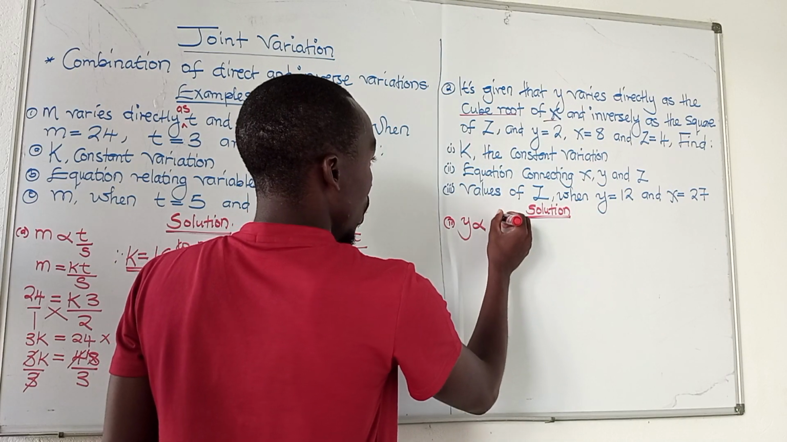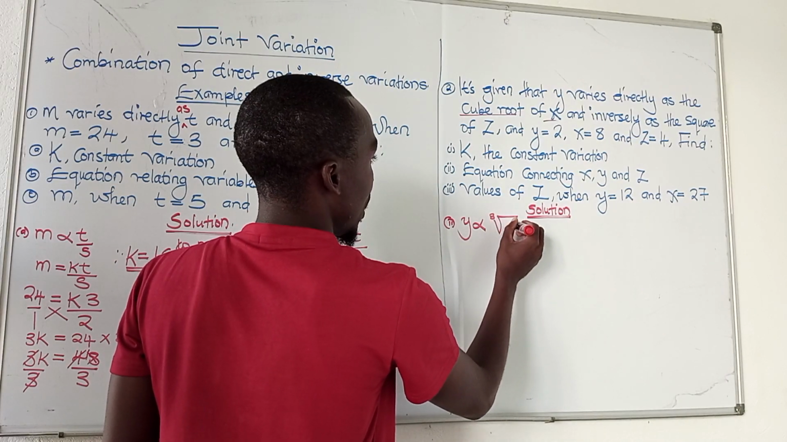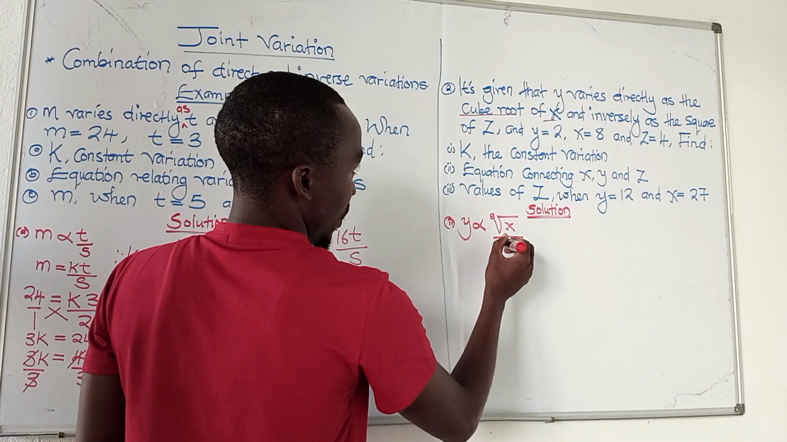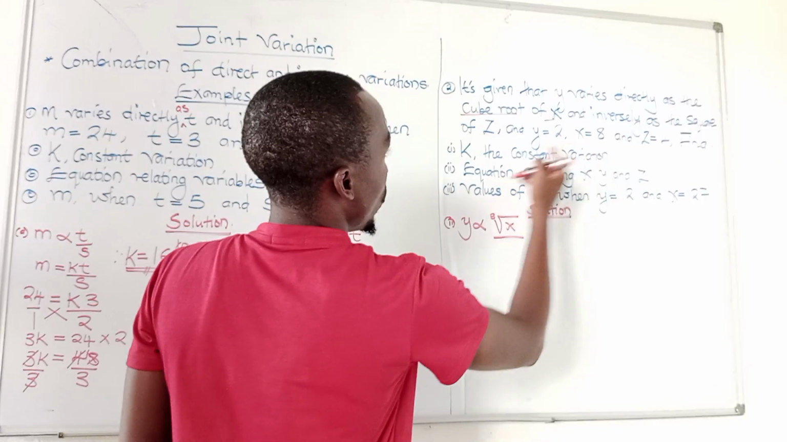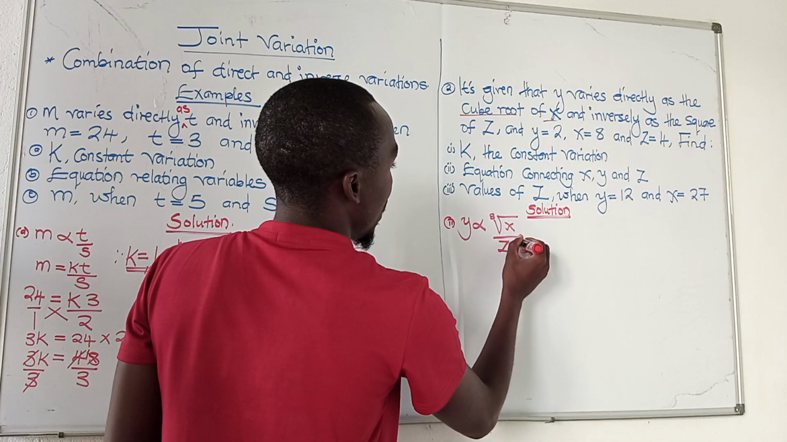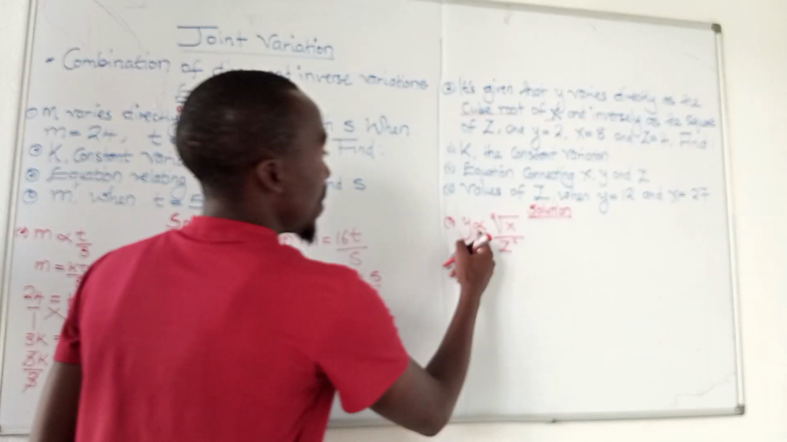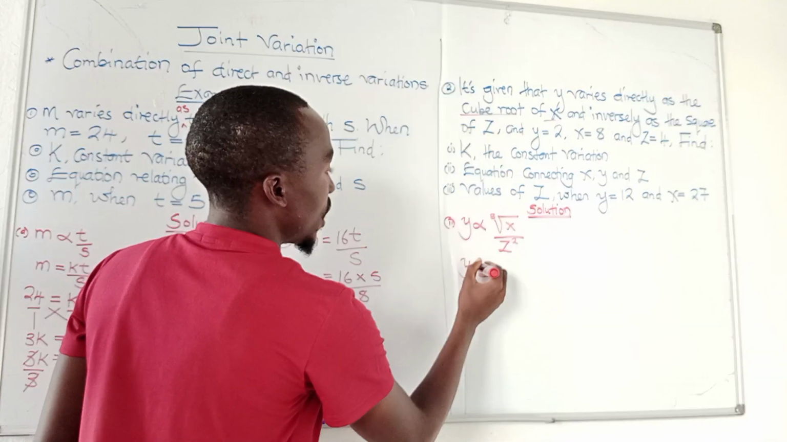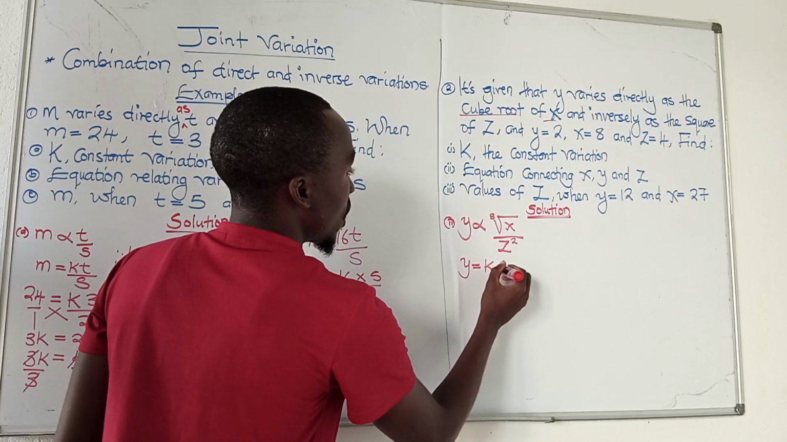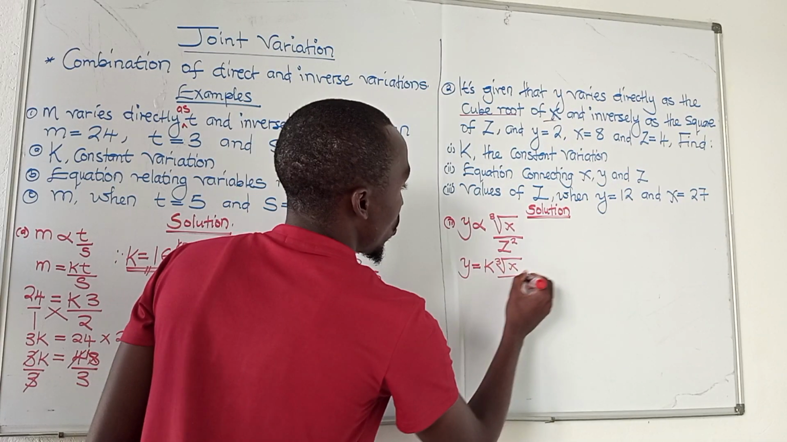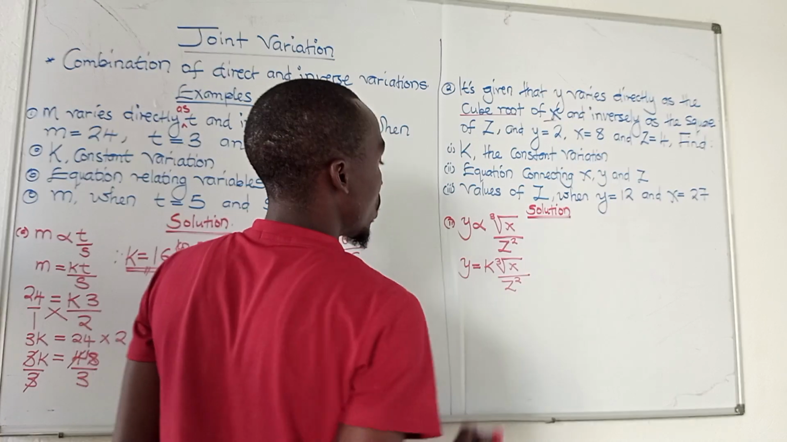Okay, so the cube root is like that. Cube root of x, so over what? The square of z. So over the square of z, so it will be z squared. Like that. So from there, we replace the symbol with equals k. So this will equal k. We have the cube root of x over z squared.